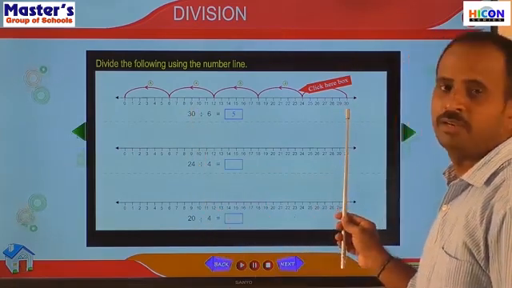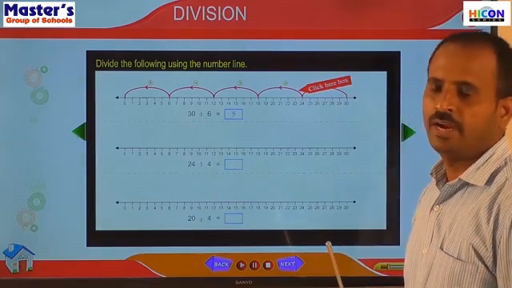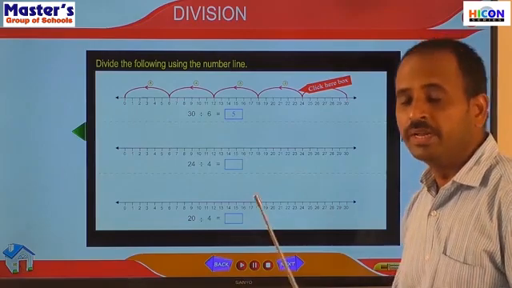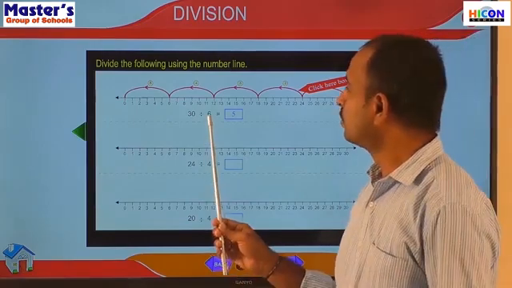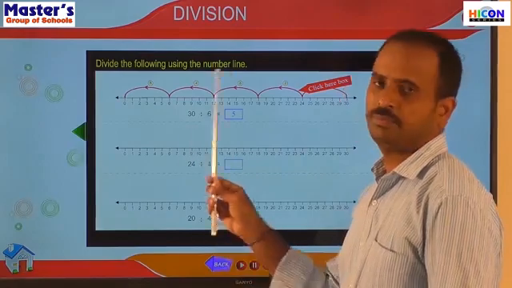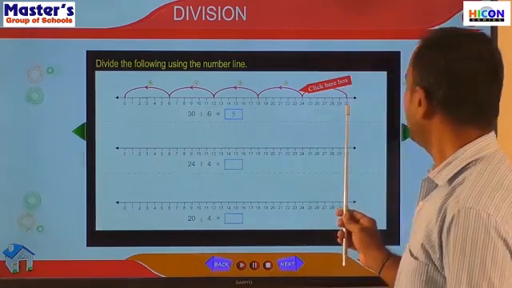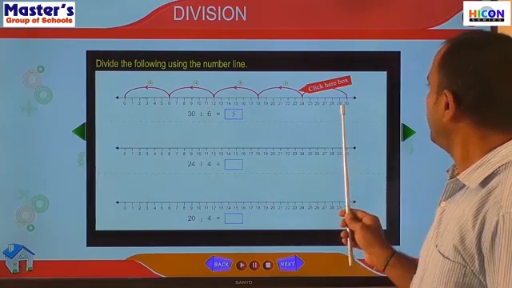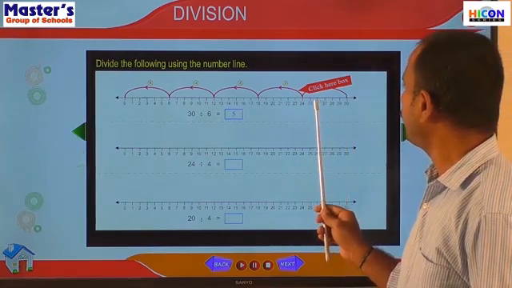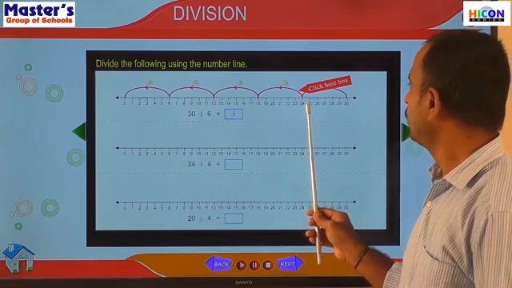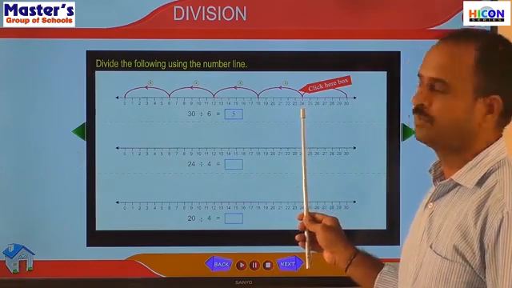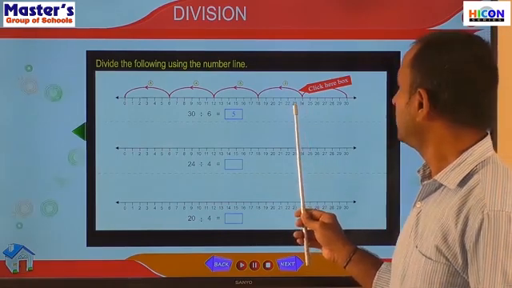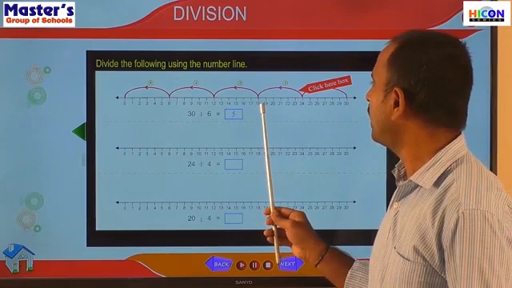So here is the 30. Start from here, and now we have to move in steps. In each step, how many numbers do we have to cross? We have to cross 6 numbers in each step. So starting from 30, count 6 numbers for every step. 1, 2, 3, 4, 5, 6, up to 24 is the first step. And again count 6 numbers for the second step.